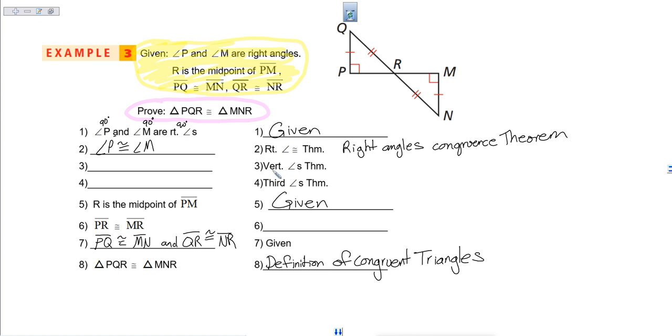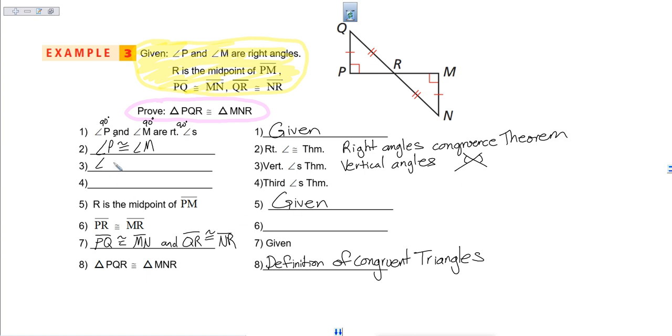Next up, we're looking for vertical angles. Now, do you remember what vertical angles are? Vertical angles, remember, are formed by two intersecting lines, and they're across from each other. So we need two angles in our triangles that look like that. Don't just tell me angle R. Angle R names a lot of angles.